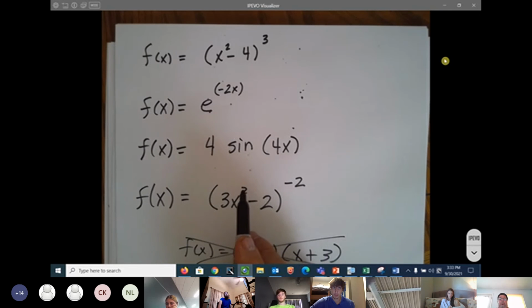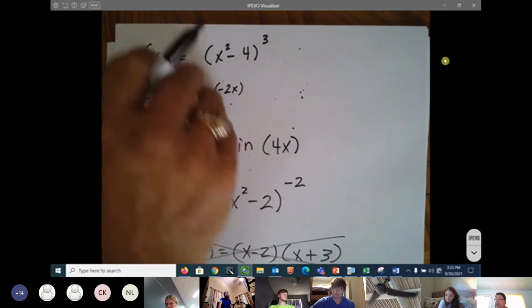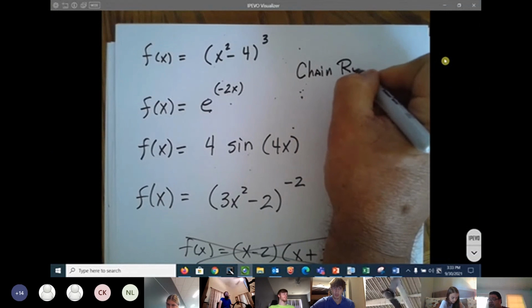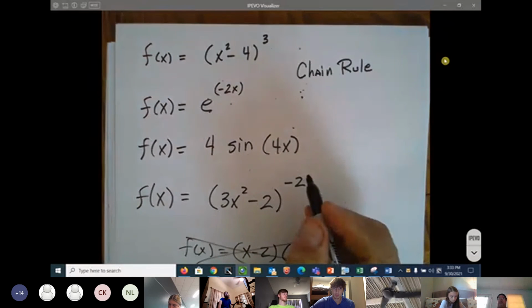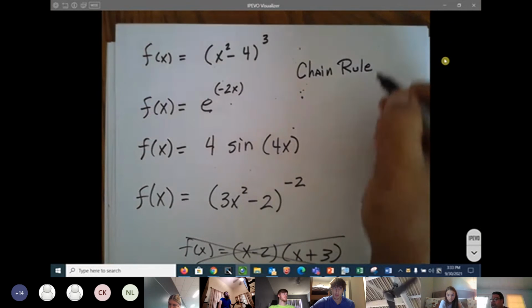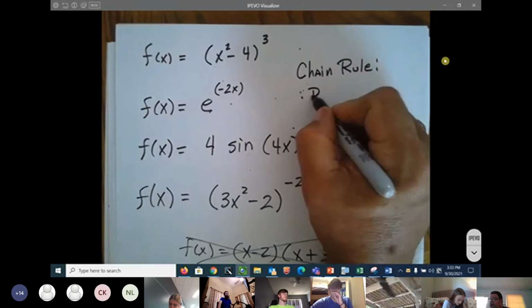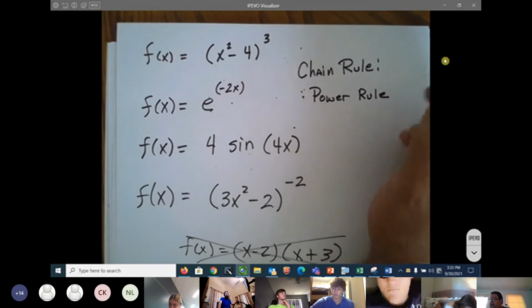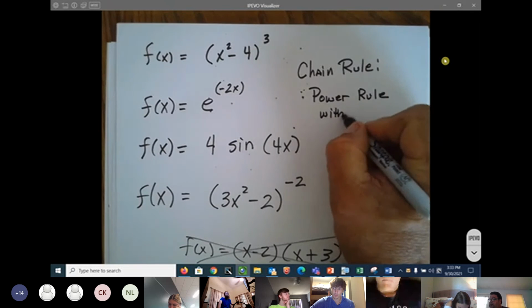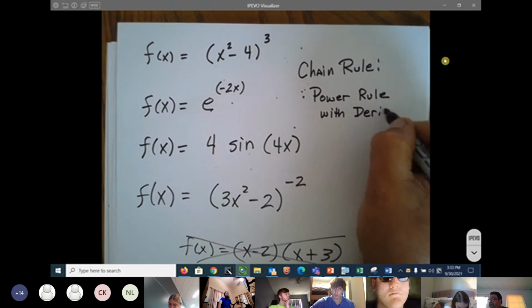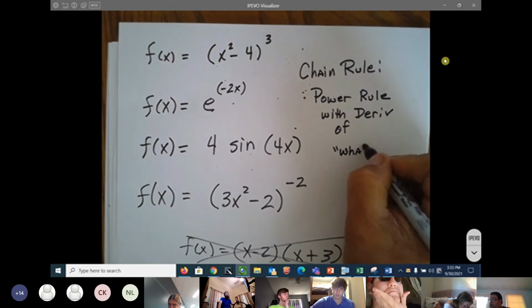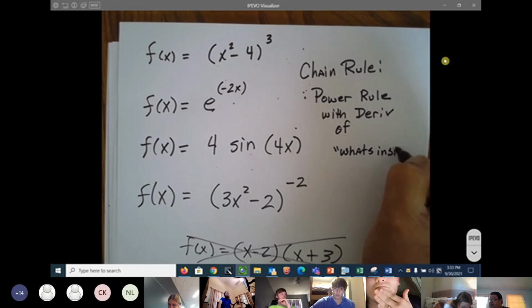Okay? What do you do when you do the chain rule? The chain rule, and this is a Hubertism, this is not by your book. Honestly, you do not want to go by your book. The chain rule is the power rule with the derivative of what's inside.